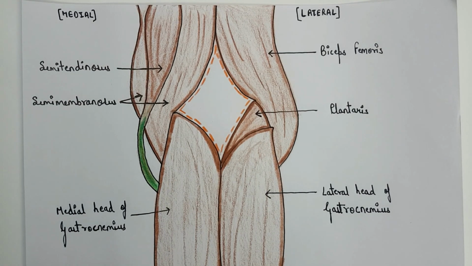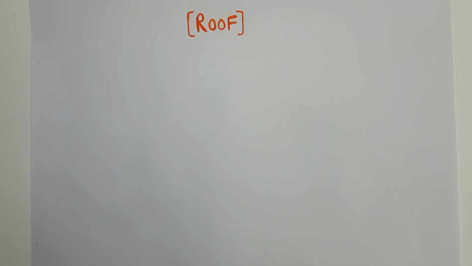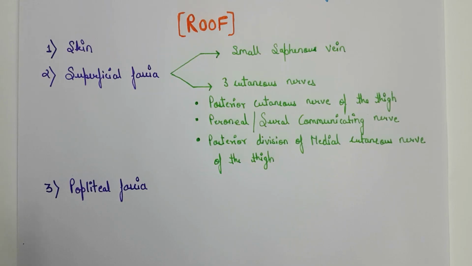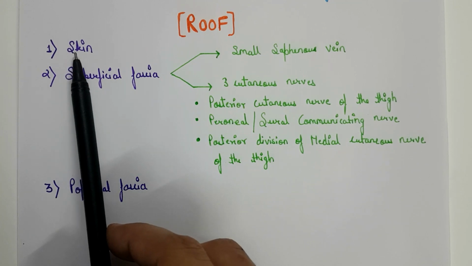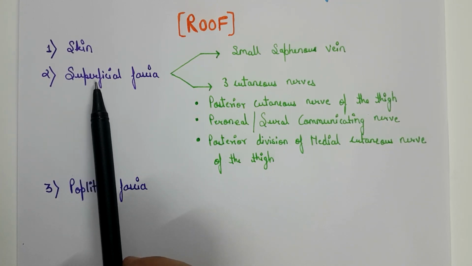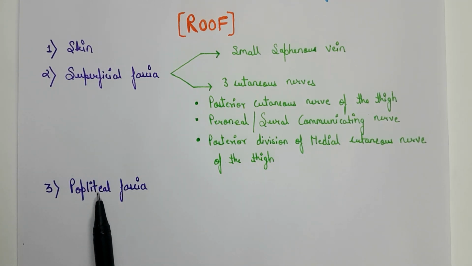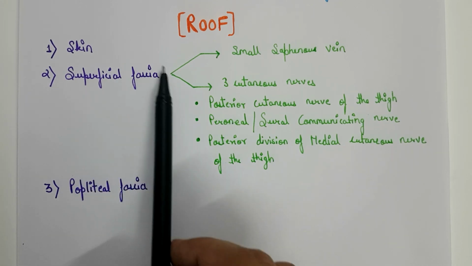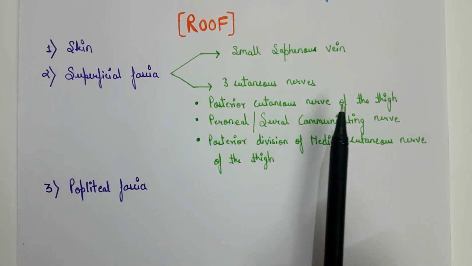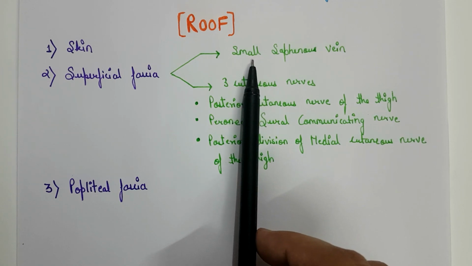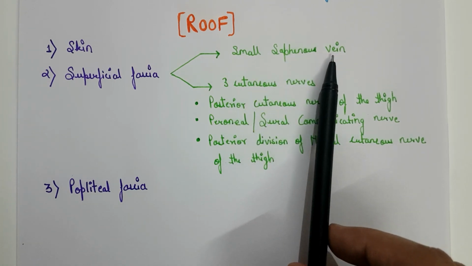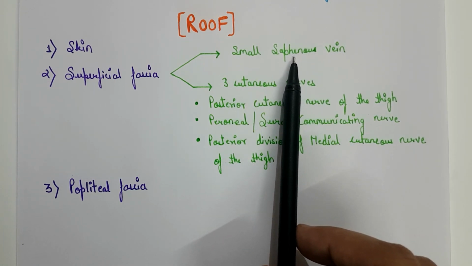Now let us talk about the roof and the floor of the popliteal fossa. The roof of the popliteal fossa is composed of, first the skin, then the superficial fascia, and next the popliteal fascia. The superficial fascia has many structures embedded in it. First we have a vein, that is the small saphenous vein, which drains into the great saphenous vein.